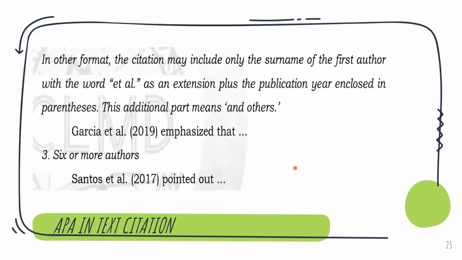And then the format of citation may include only the surname of the first author with the words et al., as we call it. So you could see here an example, if you just cite the first author and then 2019, as well as in six authors.